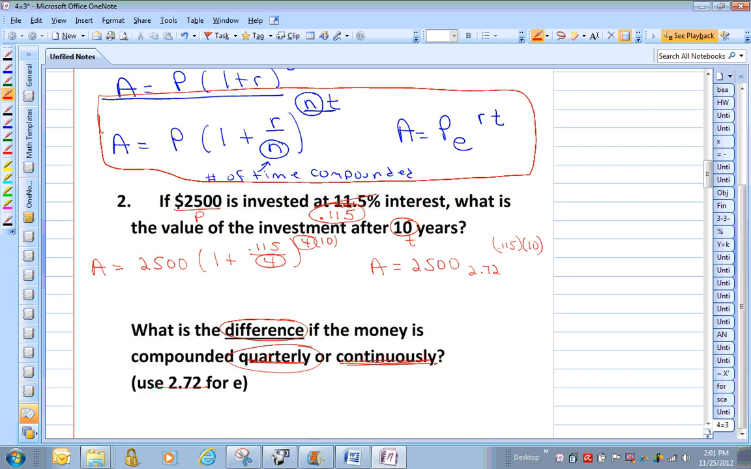So what I would do is I would go 0.115 divided by 4. I would enter that in my calculator. I would add 1. I would enter again. I would raise it, in this case, I know 4 times 10 is 40, so I'd raise it to the 40th power. I would enter, and then I would multiply by the 2,500. Over here, I would do 2.72 and raise it to, and I'd make sure I put parentheses when I put 0.115 times 10. I would enter first, then I would multiply by the 2,500. So that's the process I would use.